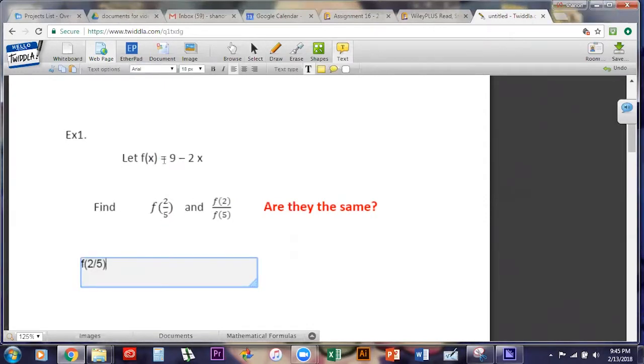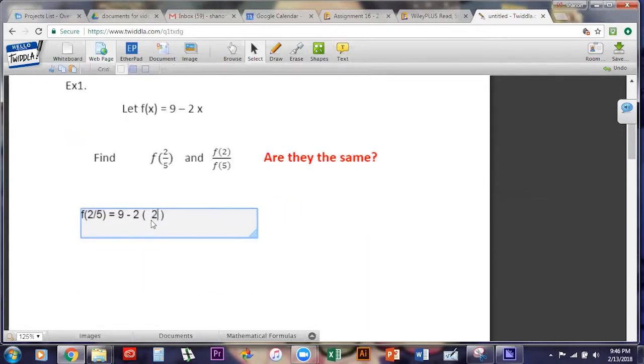F of 2/5. Now our function says f of x equals 9 minus 2x. We are being told that we need to put 2/5 into the function. So we're going to take out that x and we're going to put 2/5 into our function. That is, I'm going to copy that same function, 9 minus 2, but I'm going to take out that x and I'm going to put in my 2/5. I have negative 2 times 2/5.